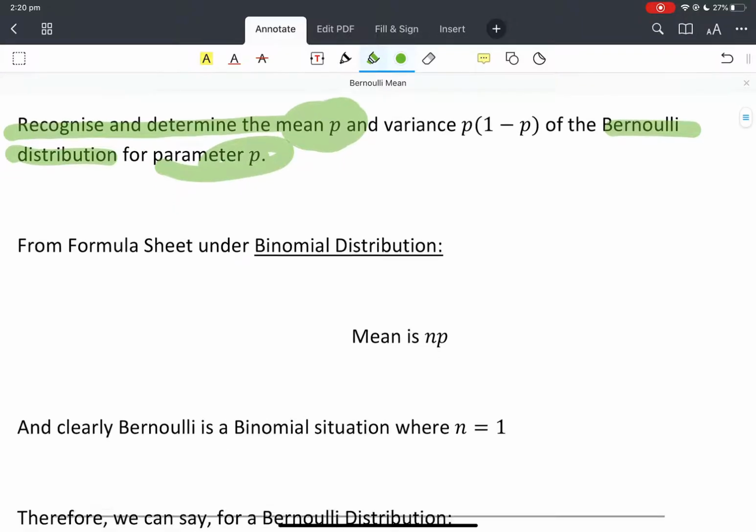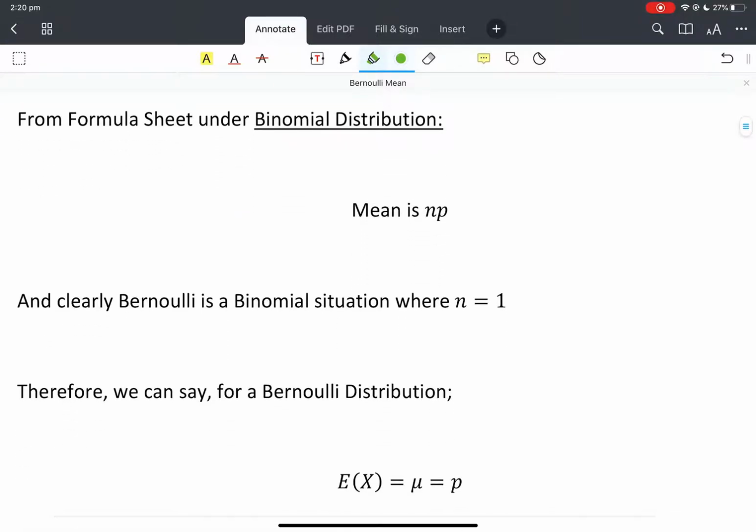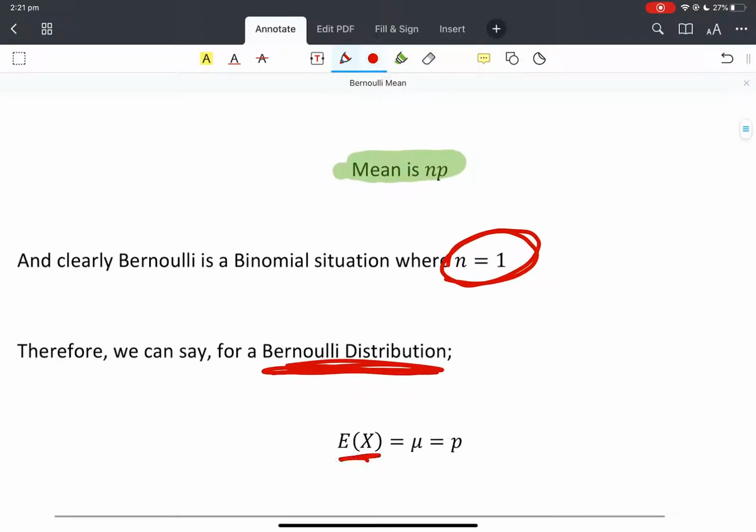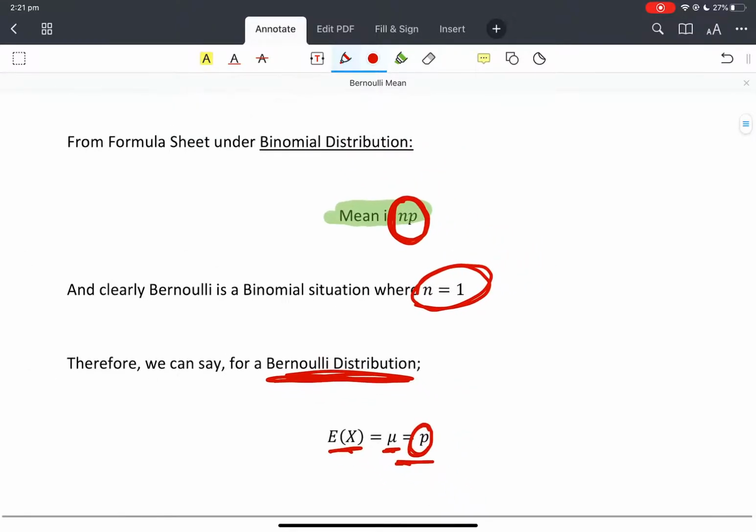We have a formula in our formula sheet under a binomial distribution that the mean is np. Hopefully by now we recognise that a Bernoulli distribution has one trial, so n is 1. So just for a Bernoulli distribution, we can say the expected value or mean is actually just p, because 1 times p is just p.